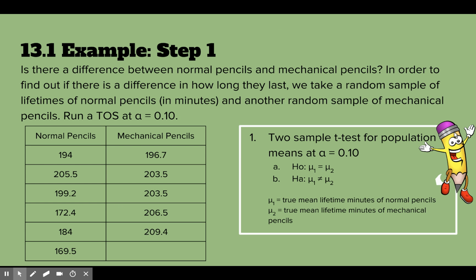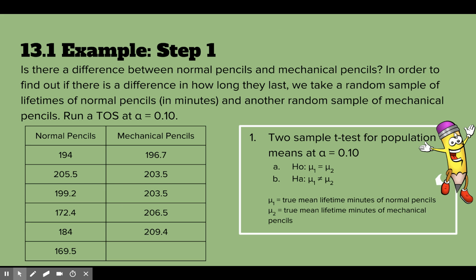So we're going to walk through an example problem right now, and then you guys will get some practice to do. So the question posed is, is there a difference between normal pencils and mechanical pencils? In order to find out if there is a difference in how long they last, we take a random sample of lifetimes of normal pencils in minutes and another random sample of mechanical pencils. Run a test of significance at alpha equals 0.1.